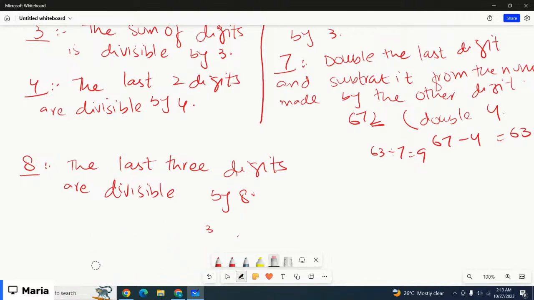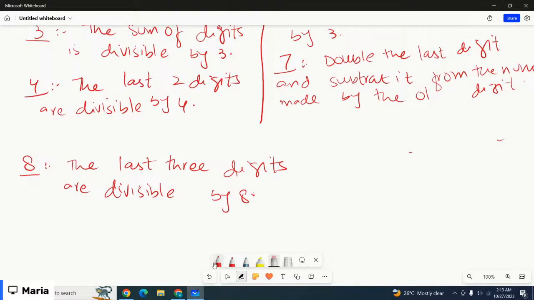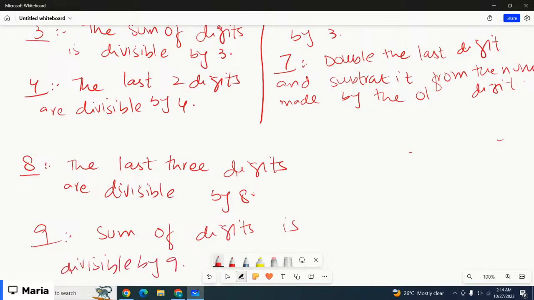Let's just do the divisibility rule for 9. Okay, so the divisibility rule for 9 is the sum of the digits is divisible by 9. Just add up all the digits. If the sum is divisible by 9, that means the number is divisible by 9. Got it?